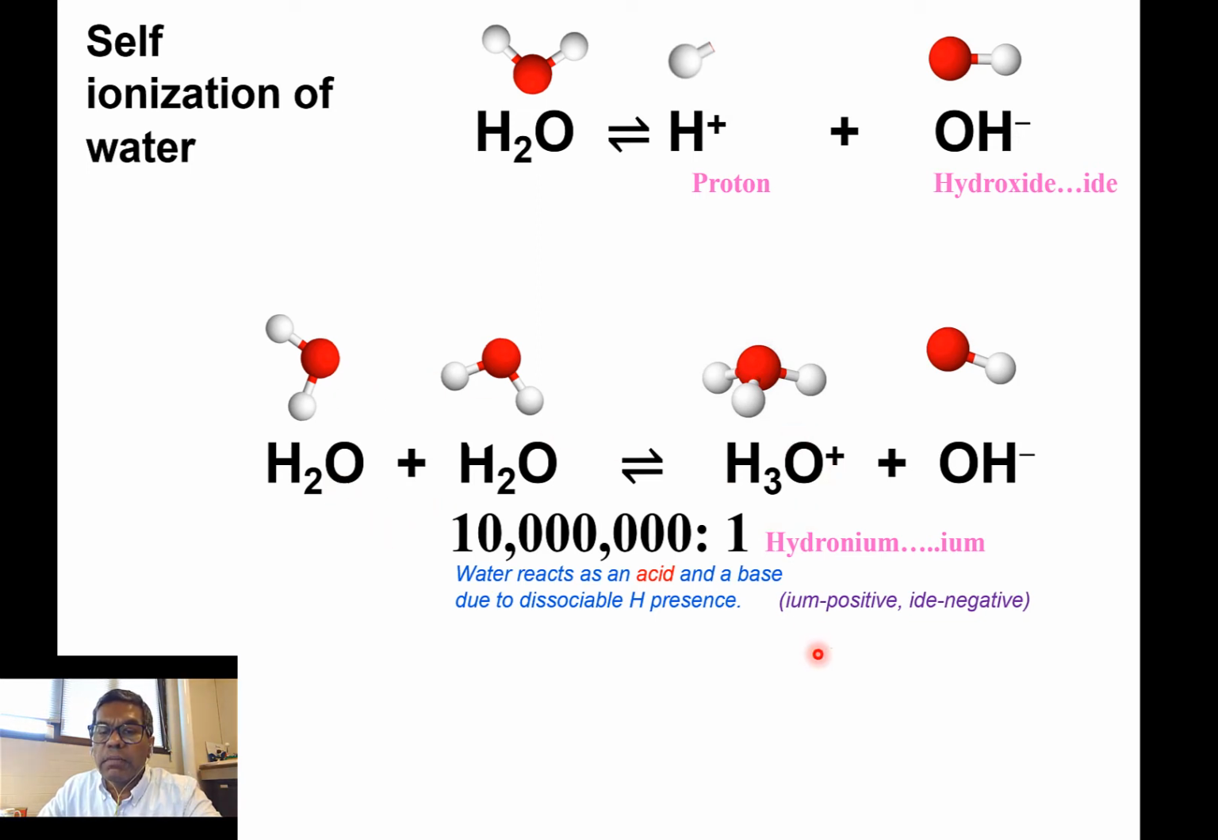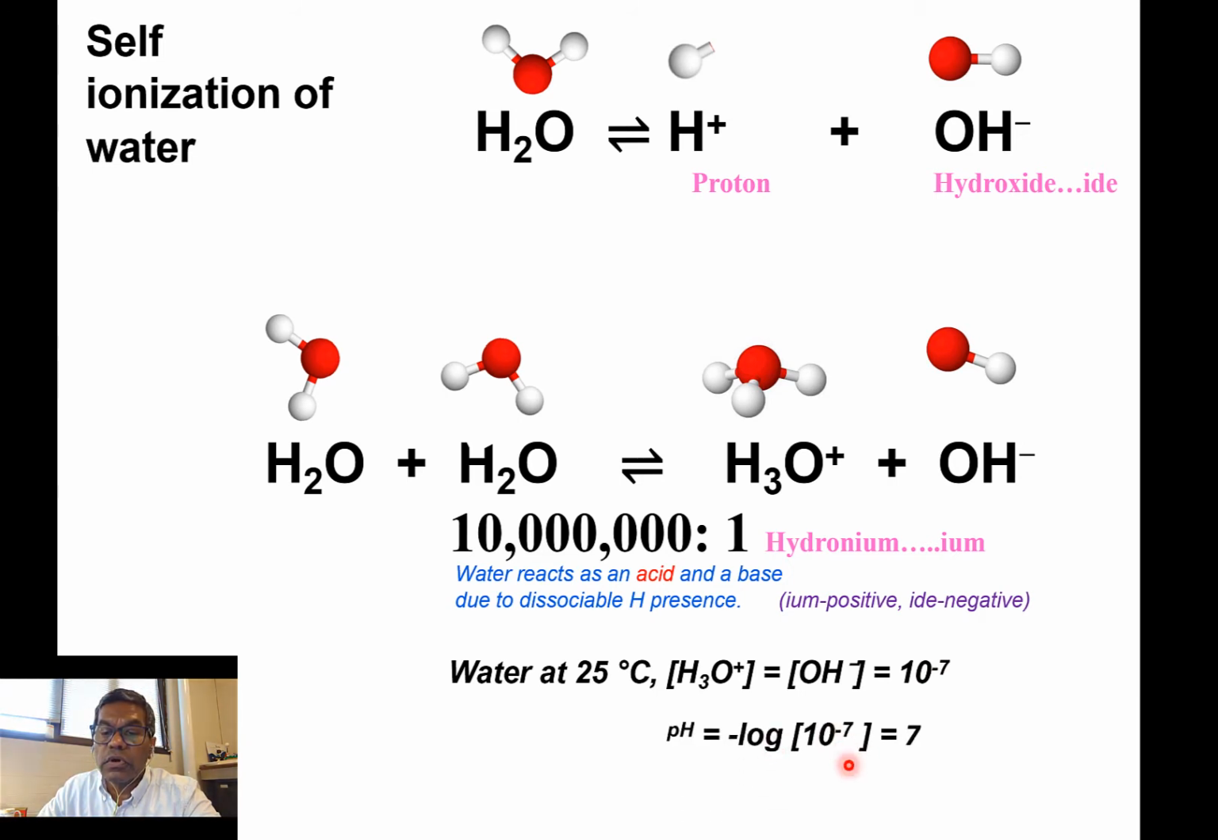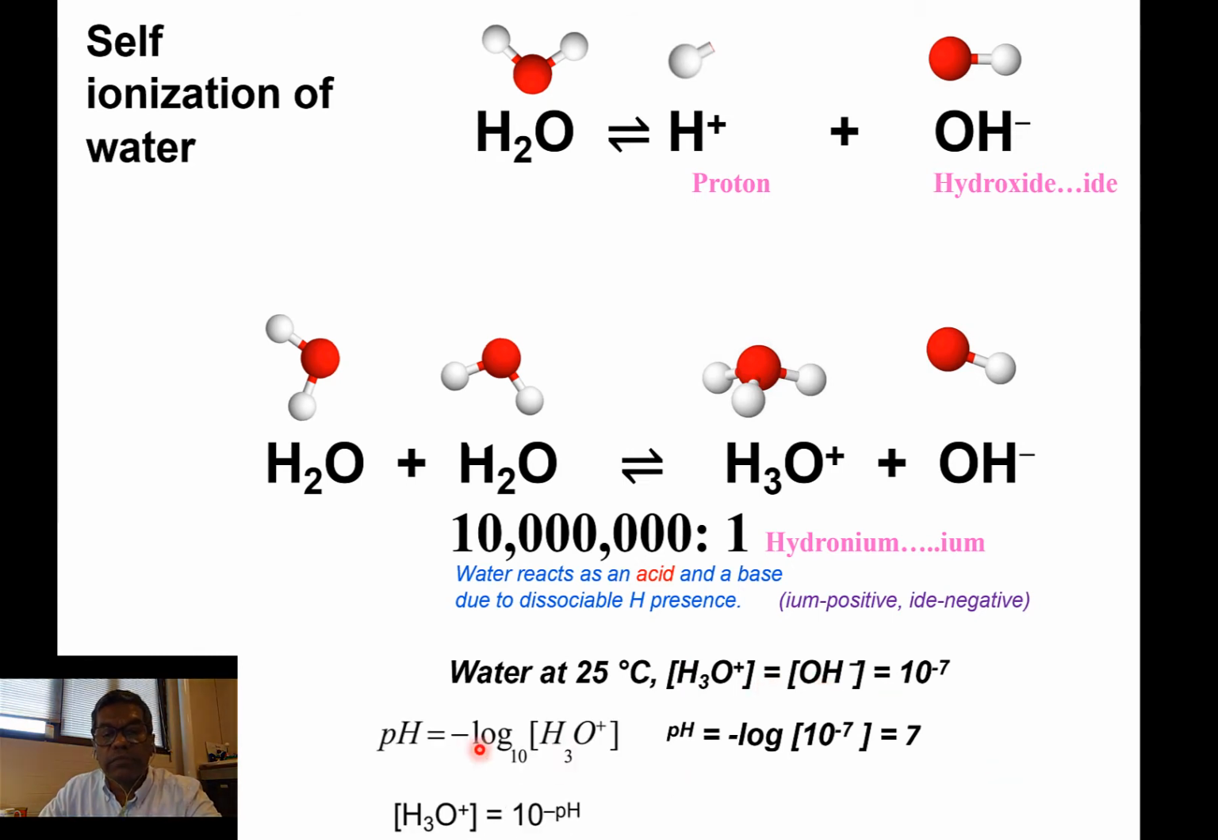Now, this is a big number, but we can write it as 1 over 10 million, which is 10 to the negative 7. To simplify more, I can take the negative log of the hydronium concentration, which gives 7. That is pH 7. Now we can see hydronium and hydroxide are in equal amounts, so that's neutral. These are the formulas we're going to use when we solve the problems.